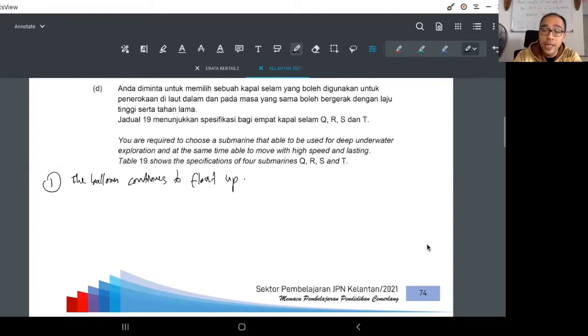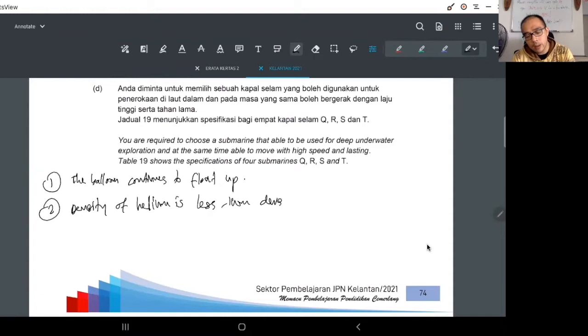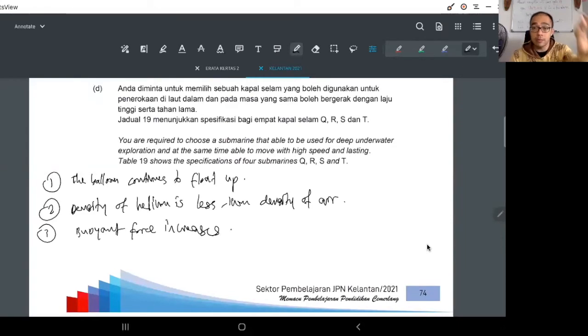But what is the difference between helium and normal air? It is because the density of helium is less than the density of air. The density of helium is less than the density of air. So the buoyant force increases, because of the lower density, the weight has become less heavy.